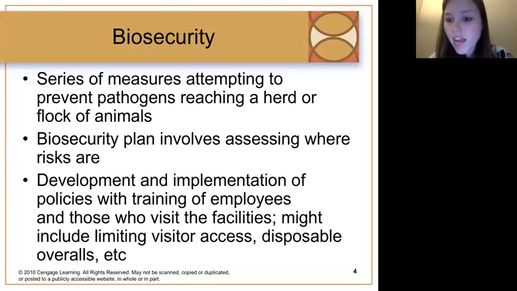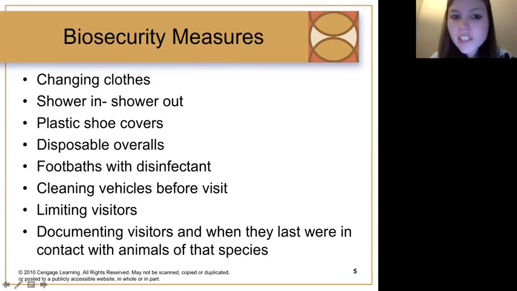Limiting visitor access is also good. If the visitors don't have to really come, then you don't have to worry about them bringing pathogens. Of course, that's not always the case because people are going to be coming to the farm. Disposable overalls and things like that to have for people on hand is also good. So these are just some biosecurity measures that you could put in place.